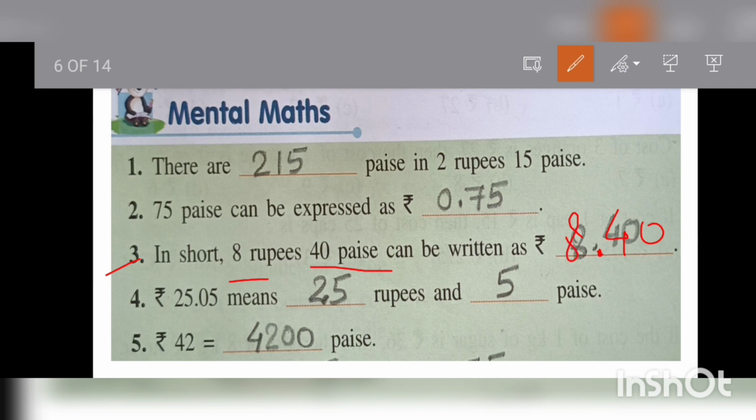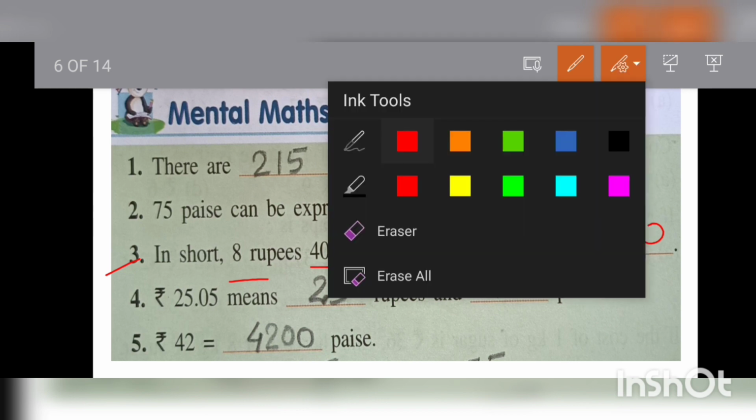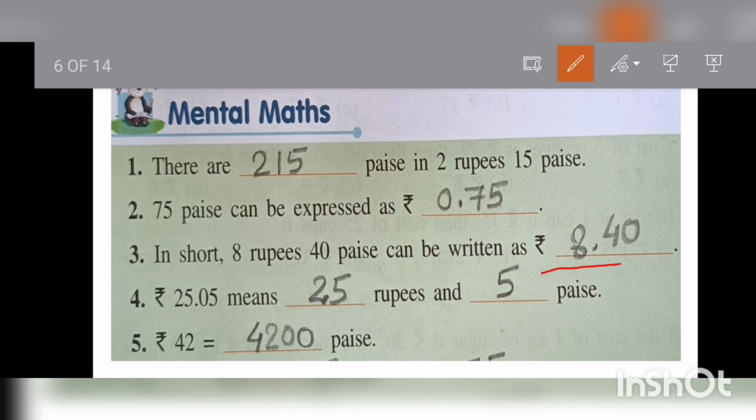So 8 rupees 40 paise can be written as rupees 8.40. In rupees, we have to express 8 rupees 40 paise in this way.